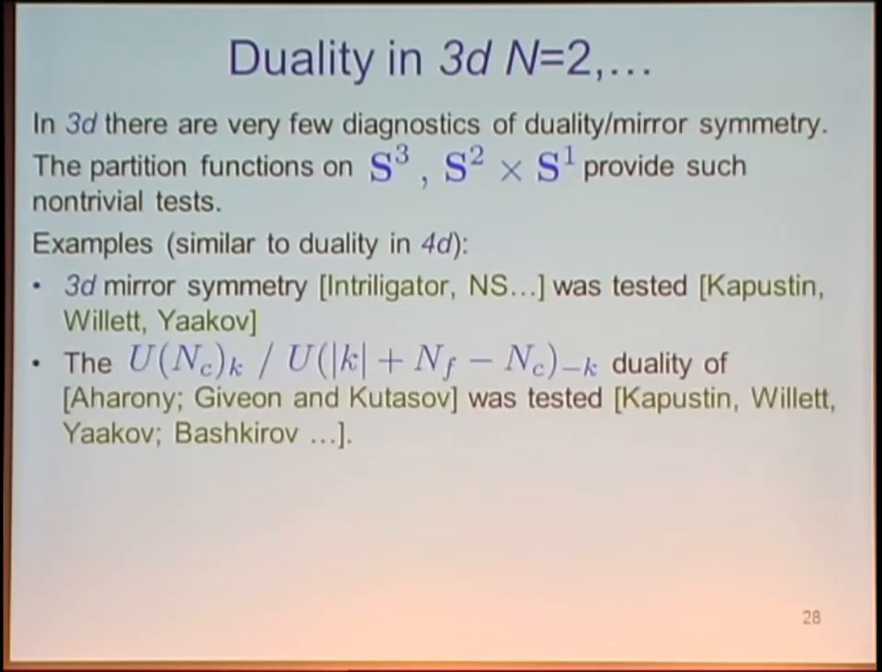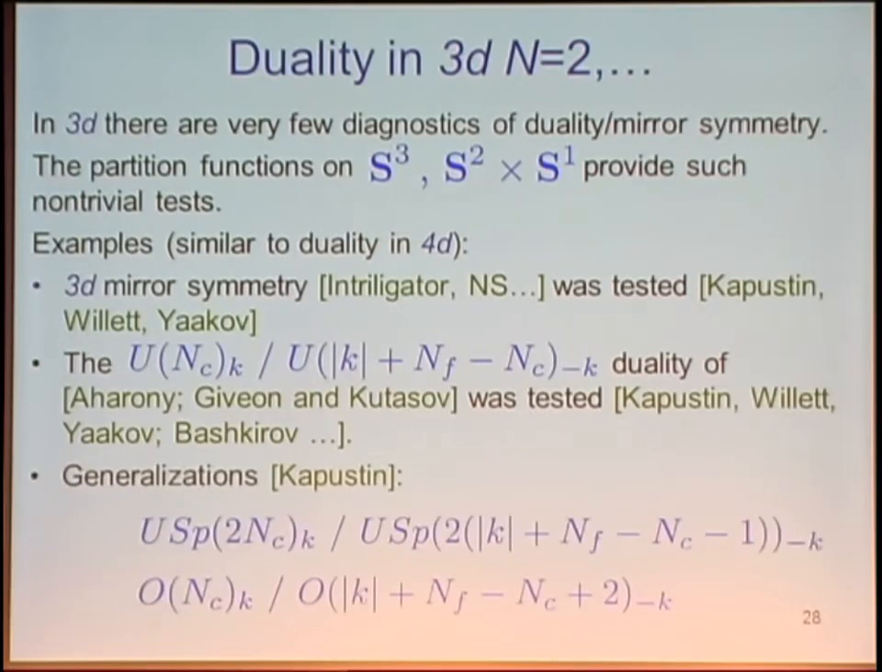They also studied this duality, which was originally put forward by Aharony. A variant of it was given by Giveon and Kutasov, and again, it works. And this motivated them to put forward other dualities for symplectic groups and orthogonal groups, where K here is the level of the Chern-Simons, and N_F is the number of flavors, and N_C is the number of colors.